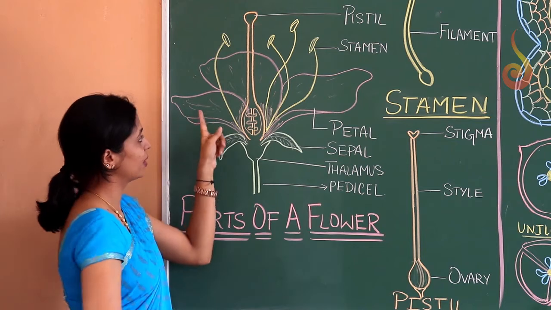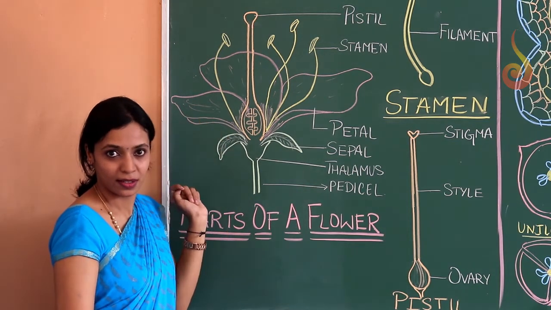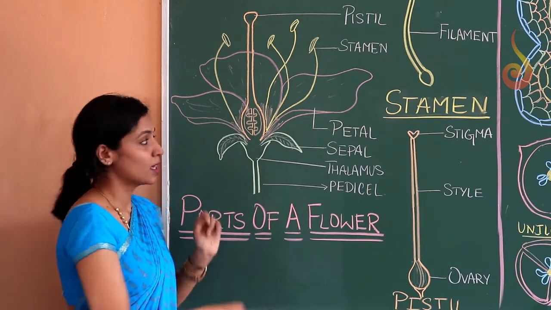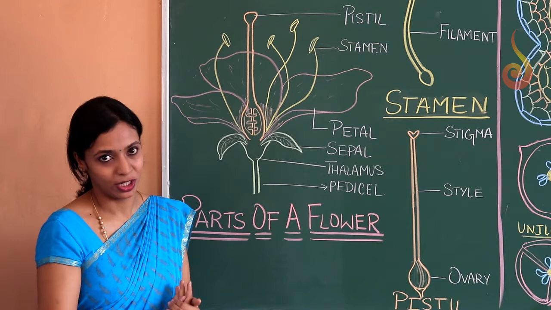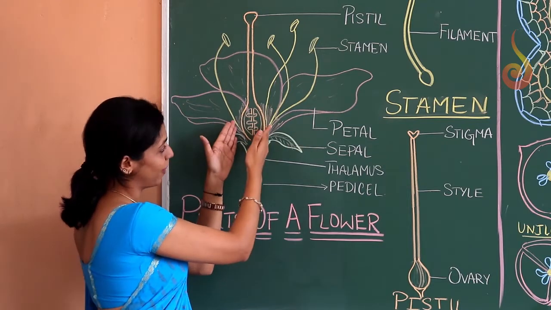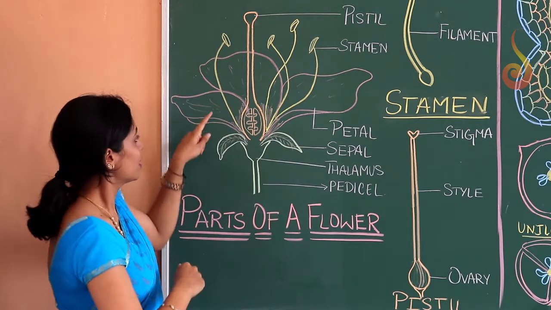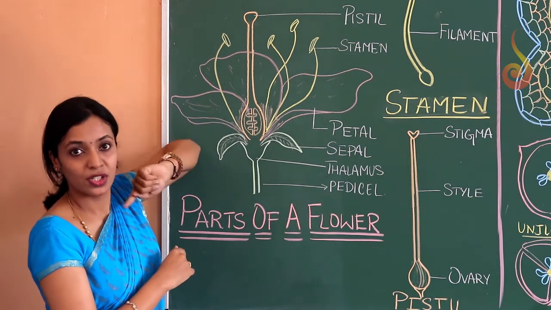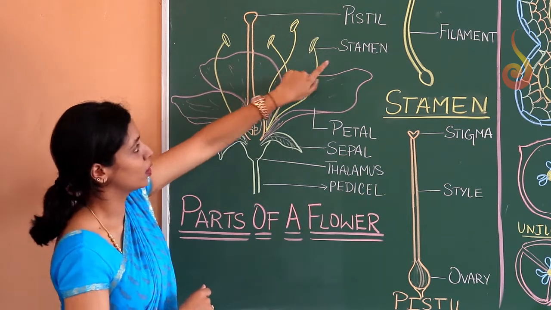The second whorl consists of brightly colored structures that are called the petals. Petals are collectively known as the corolla. The petals perform a very important function. Their function is to attract the pollinators. Inner to the petals lies the most important part in the flower. The third whorl consists of the male reproductive structure which is responsible for the formation of male gametes. This structure is called the stamen.